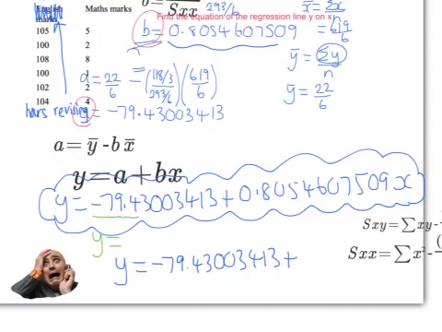And it's probably neater to pop these to 3 sig figs. So minus 79.4 plus 0.805x. What's that rounding to 3 sig figs? I've lost the plot now, 0.805x, all right? So that's it rounded to 3 sig figs.